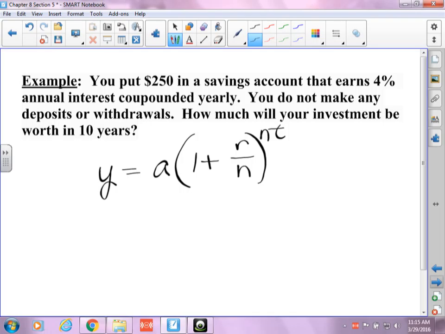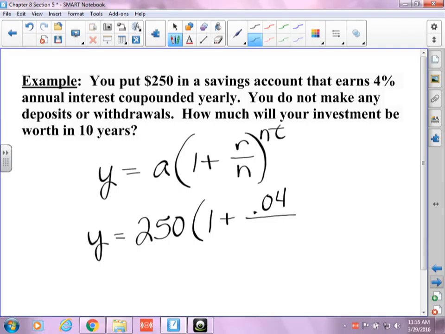Now, I need to put money in for A. What would I put in for A? $250, because that is my deposit. So I'm going to put $250 in for A. Parentheses, 1 plus, what's my rate? 4%. So what do I write that down as? 0.04 over.